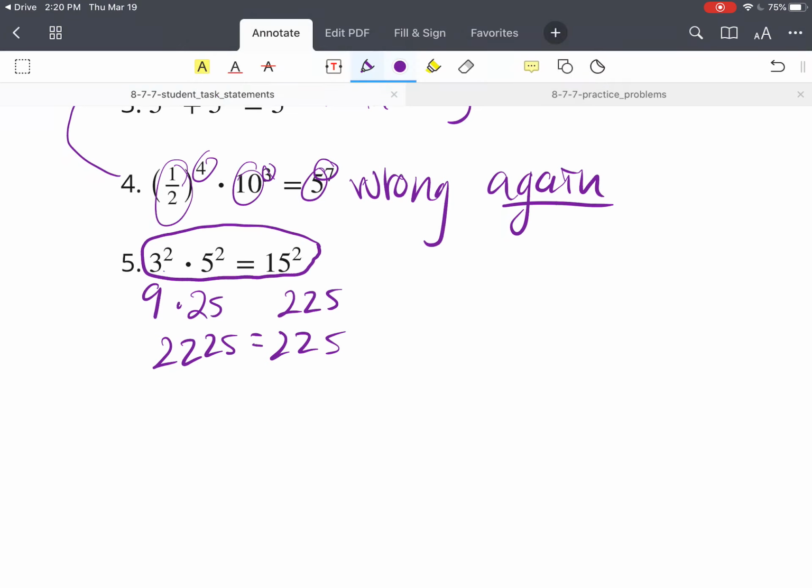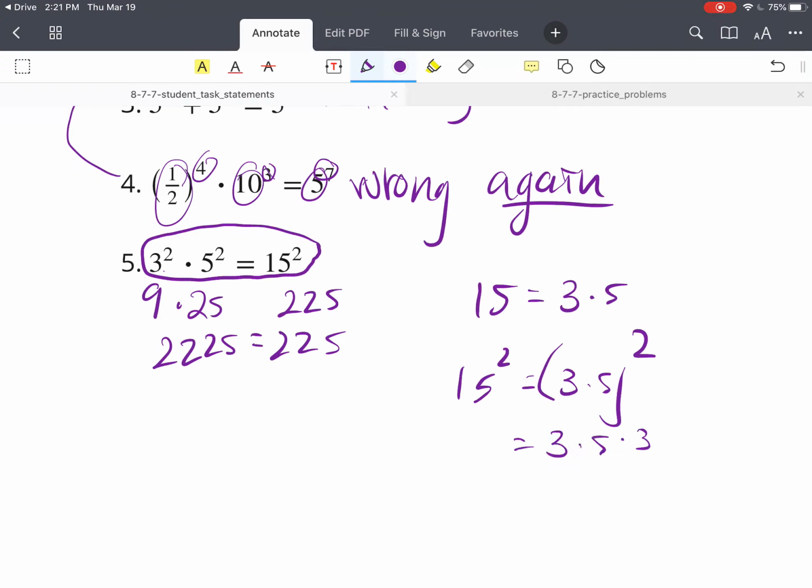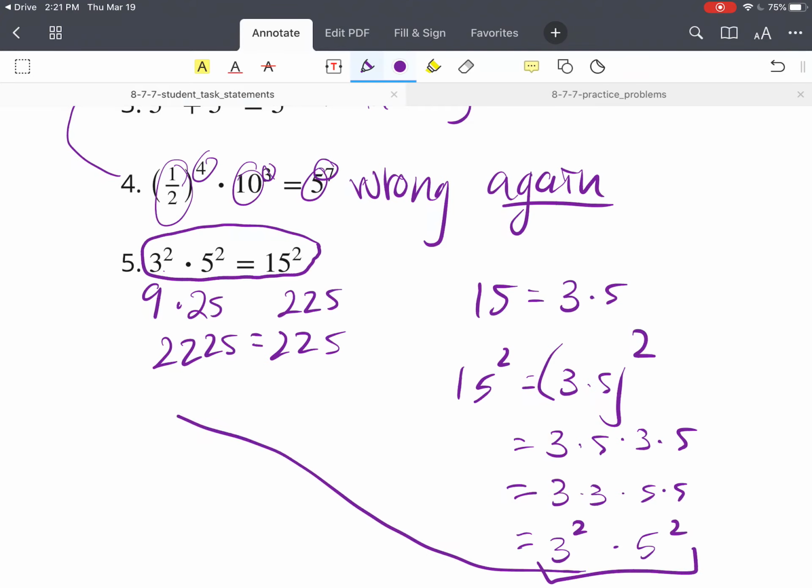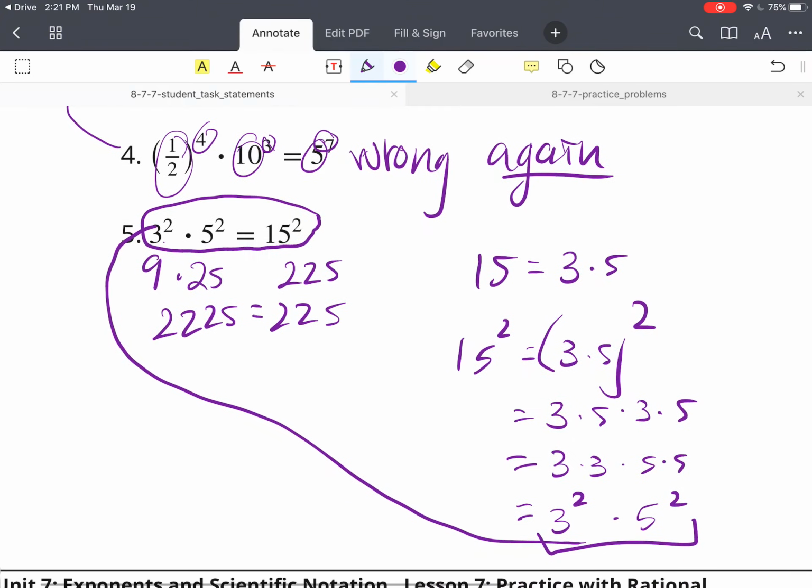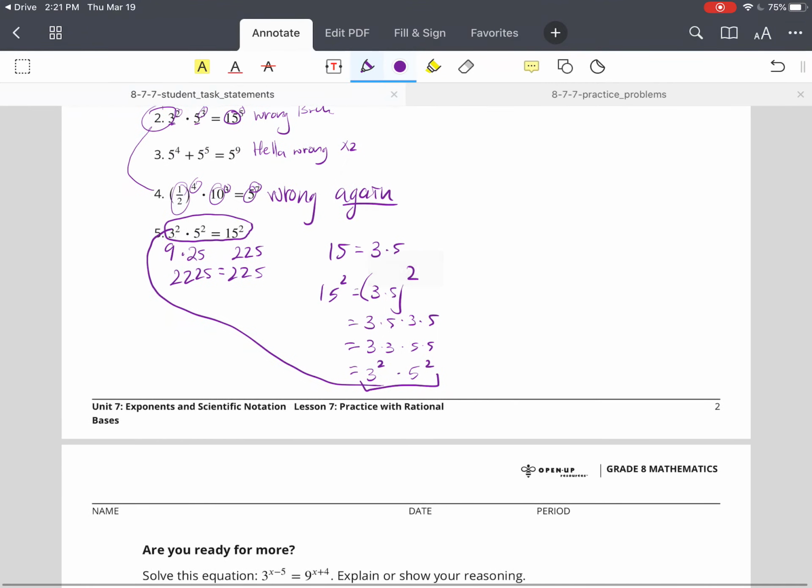No. So you can multiply 3 and 5 to get 15. But then the 2's are all matching up. You know, 15 is equal to 3 times 5. So 15 squared should be 3 times 5 squared. 3 times 5 squared is 3 times 5 times 3 times 5. And since multiplication is commutative, meaning you can switch the order, this is 3 times 3 times 5 times 5. That's 3 squared times 5 squared, which is exactly what we have over here. Huh. That's so weird.